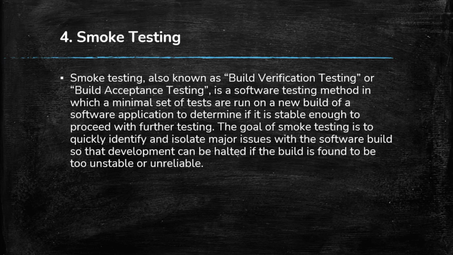Let's go next. Smoke testing. So now, smoke testing, also known as build verification testing or build acceptance testing, is a software testing method in which a minimal set of tests is run on a new build of a software application to determine if it is stable enough to proceed with further testing. The goal of smoke testing is to quickly identify and isolate major issues with the software build so that development can be halted if the build is found to be too unstable or unreliable.